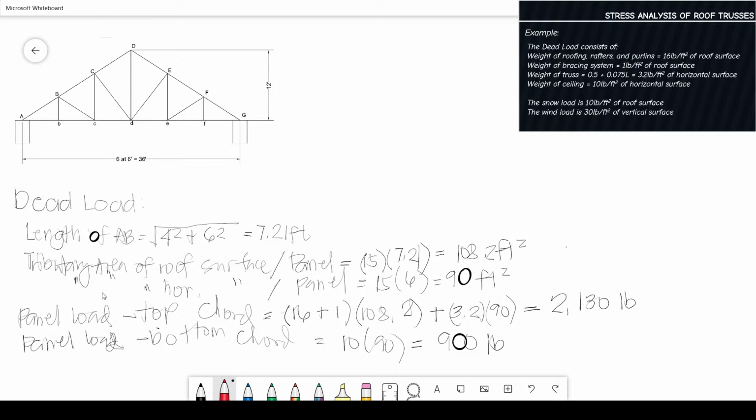We put the load on the top chord, downward. Dead load, this is normal. So that is 2130 pound. This one is again 2130 pound. Then 2130 pound. Then we have 2130 pound.